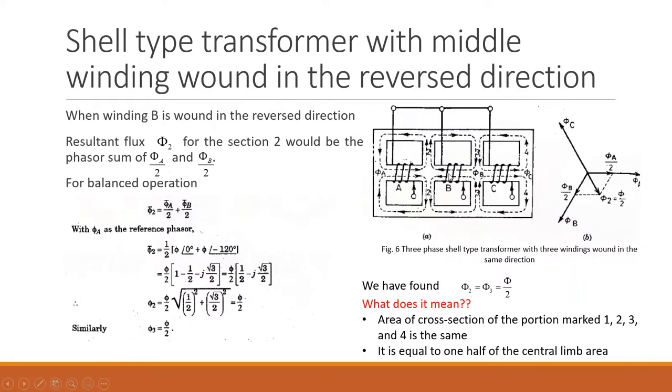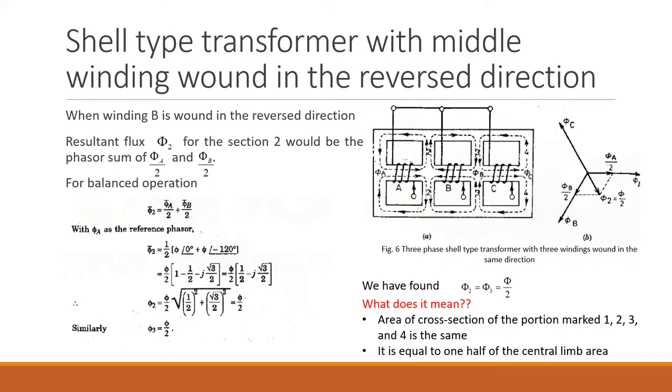So here the flux flowing is phi by 2. In the same way we are in a position to determine the resultant flux in section 3, and you will find it is also phi by 2. It means in section 2 and section 3 the flux flowing is phi by 2. And how much flux is flowing in section 1 and section 4? That is also phi by 2. So in all the sections, the flux flowing is phi by 2.